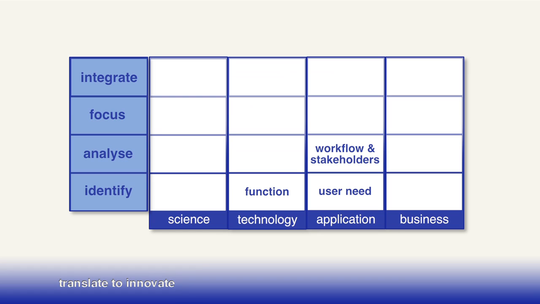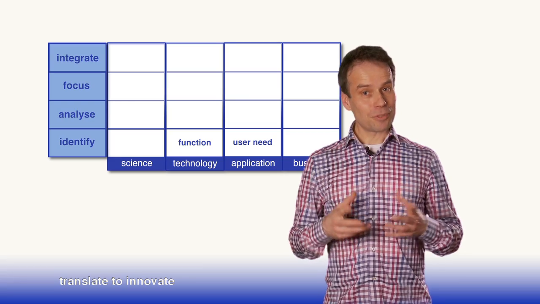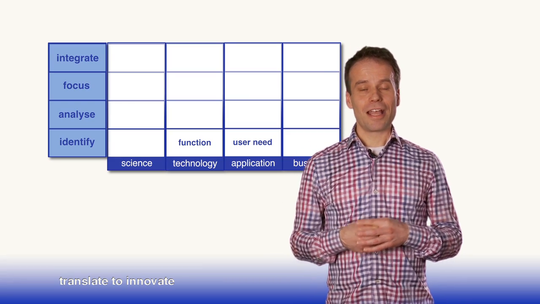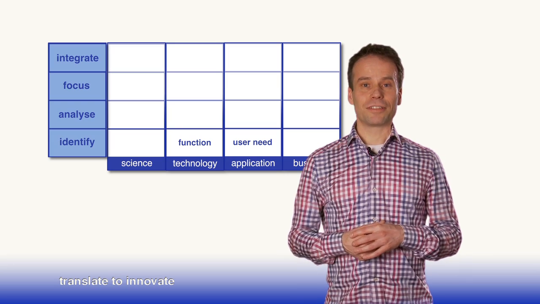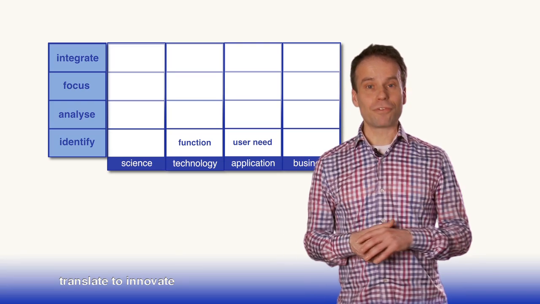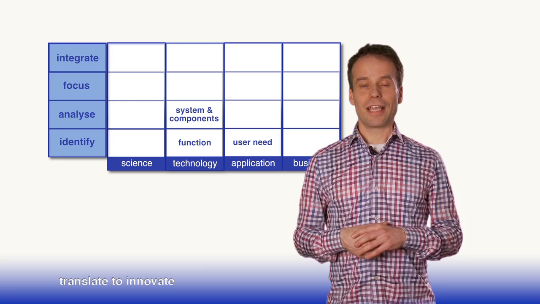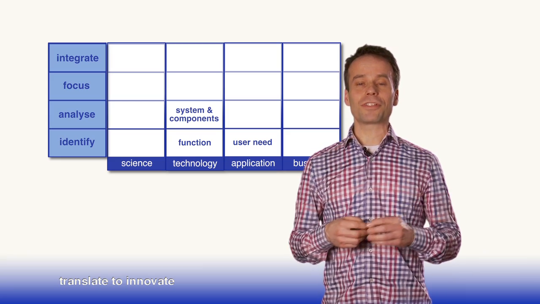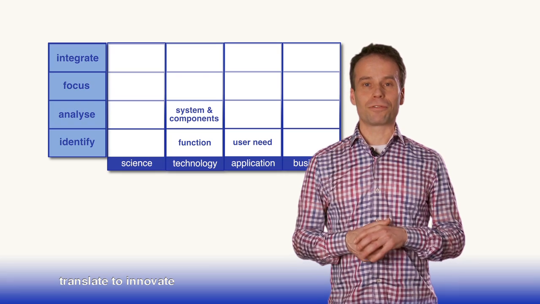And it is important to estimate the size of the market opportunity in order to get an idea of justifiable investments and timelines. Now let's proceed with the technology. After identification of the desired overall function, the technologist can perform a system analysis and can define components of which the overall system will be composed.